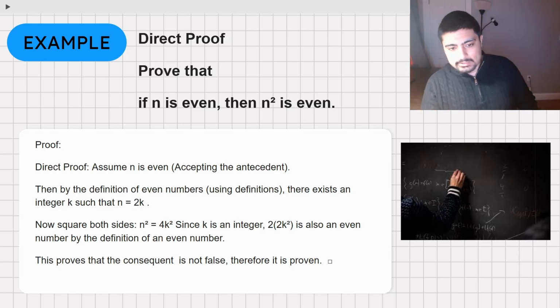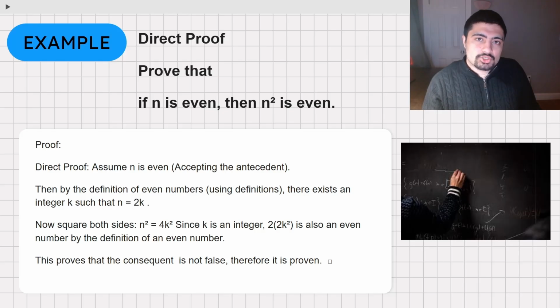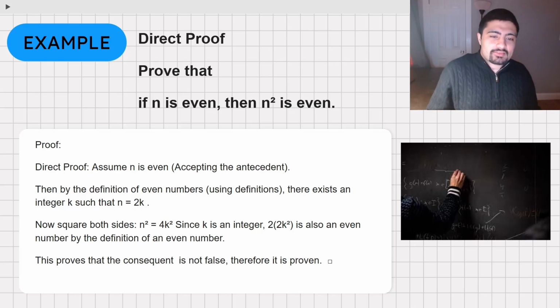And this means that n squared is 4k squared. So 4k squared should be automatically telling you that this is a number divisible by 2, because 4 is divisible by 2. If 4 is divisible by 2, then 4k squared is divisible by 2.